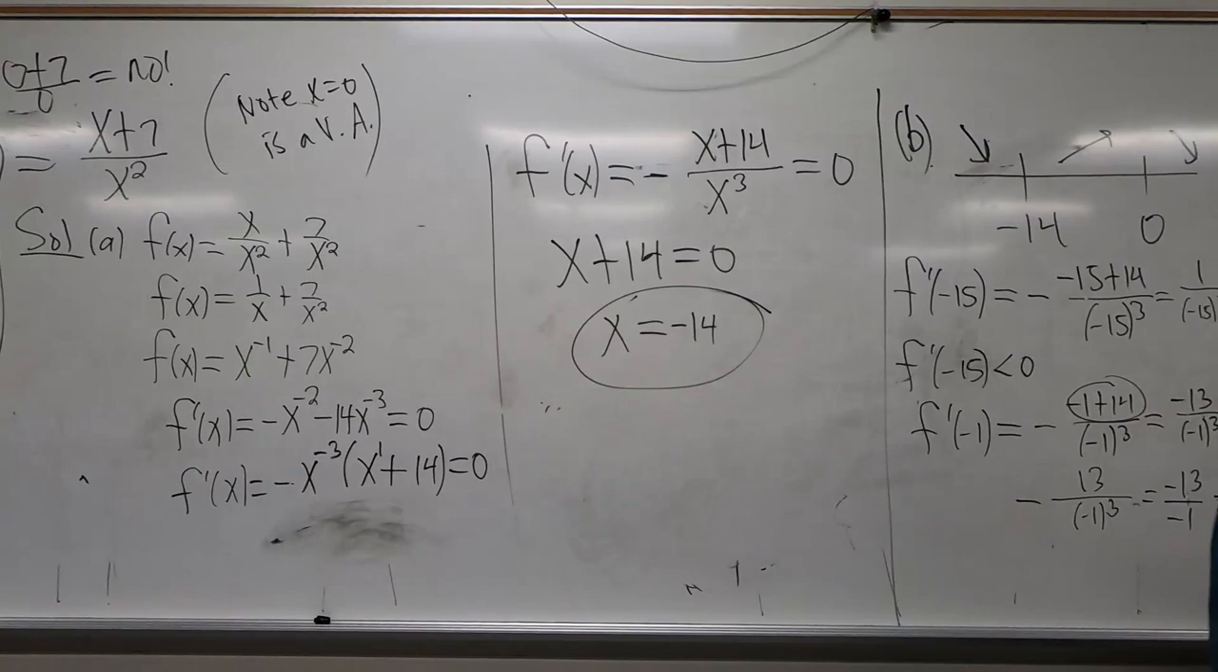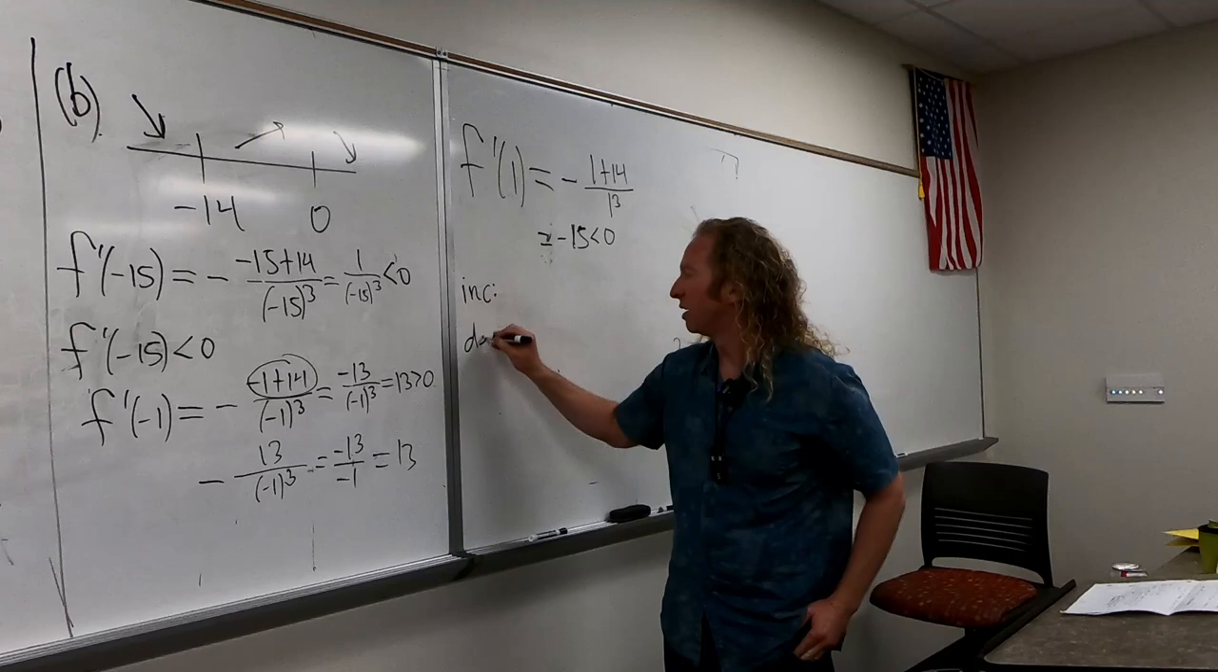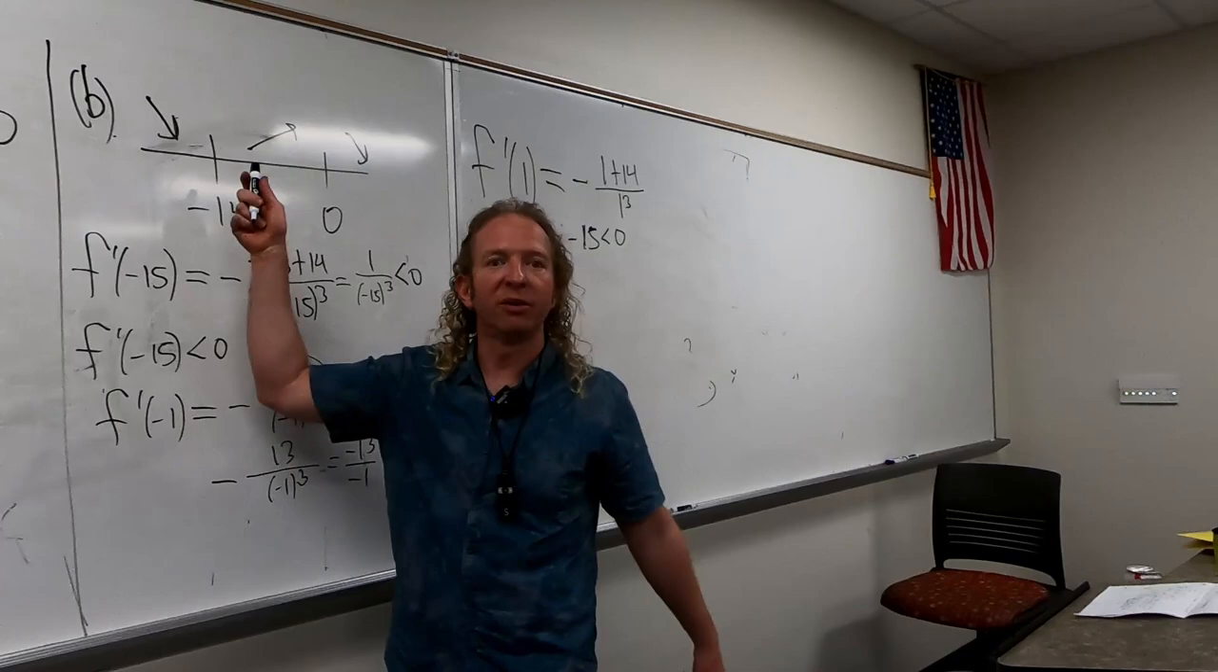So now we can write the answers down. We can write the answers for increasing and for decreasing. So let's do inc. And let's do dec. So increasing would just be in the middle here, right? So it would be negative 14 to 0. That would be the increasing part.